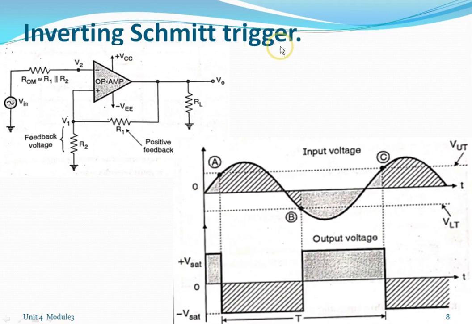This is the inverting Schmitt trigger because the source input voltage is applied on the inverting input terminal of the op-amp. From the output waveforms it is clearly seen that when the input voltage crosses point A, the input is much more positive, and at that time the output is negative. When the input is much more negative, the output is positive. So we get an inverted output.